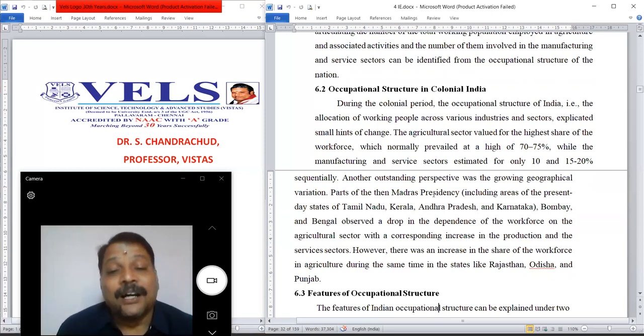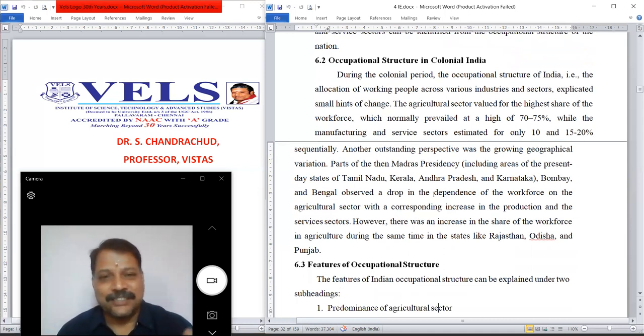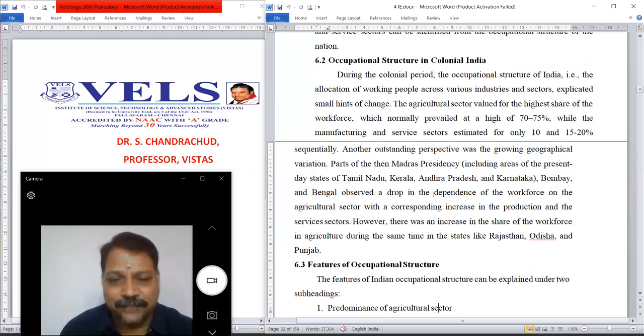However, there was an increase in the share of workforce in agriculture during the same time in the states of Rajasthan, Odisha and Punjab. So this is the status of occupational structure in colonial India.